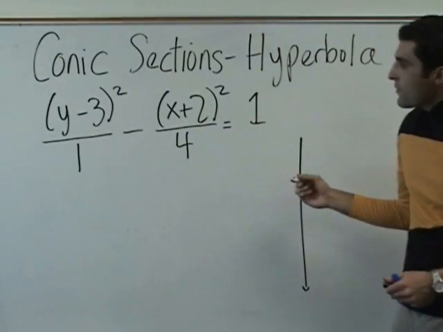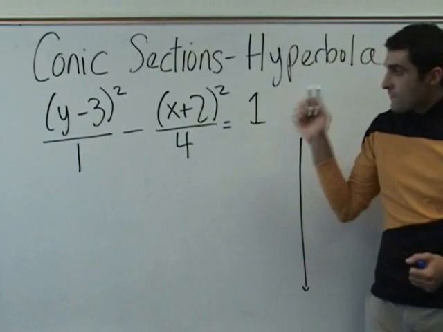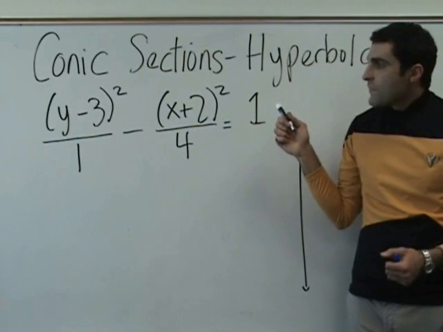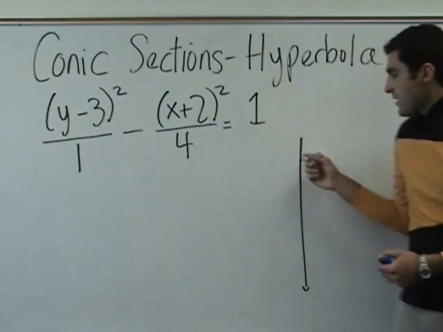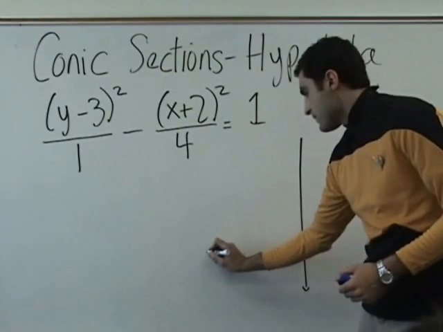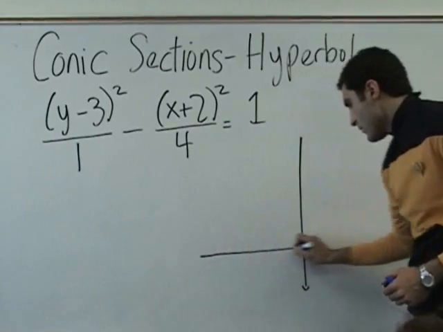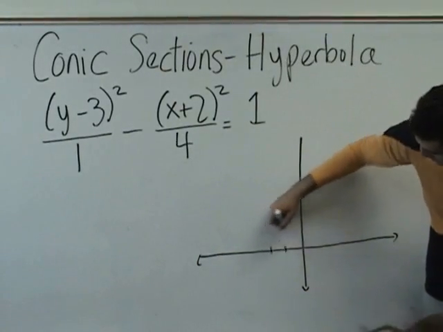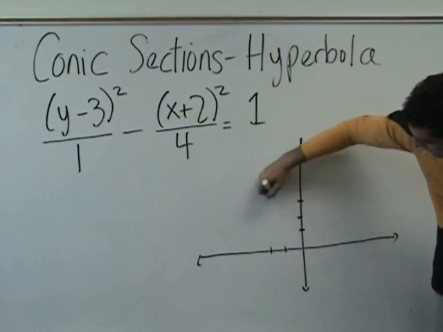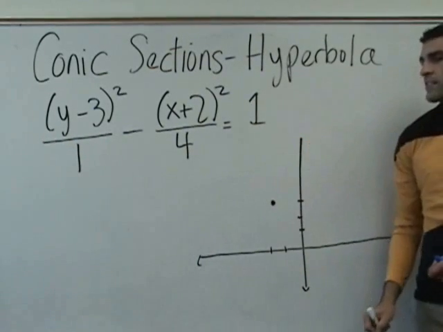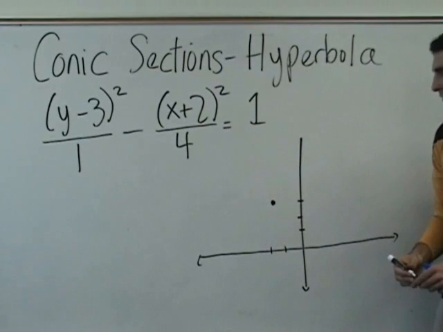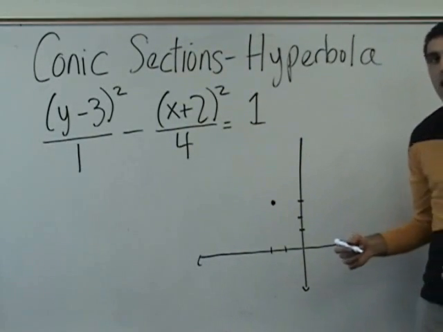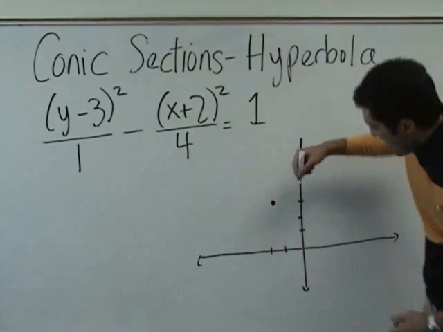So let's find out where the starting point is. The vertex. Yeah, think about it. Negative 2, 3. Good. Negative 2, 3. So this is our starting point. Negative 2, 3. Now, how far up and down are we going to go? Up 1, down 1, correct? Yeah. Let's do it.